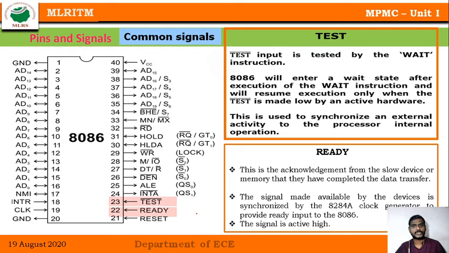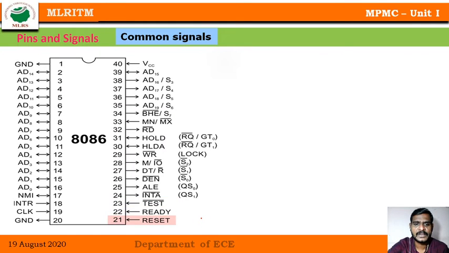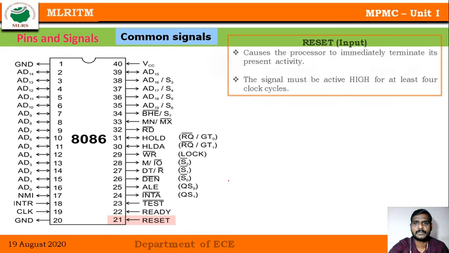Again, it is an active high signal, which means that whenever this signal goes high, it indicates that the corresponding operation is complete. Then finally pin number 21 is the RESET pin. It causes the processor to immediately terminate the present activity. The signal must be active high for at least 4 cycles. So if I send a high input to pin number 21, I want to reset my 8086.